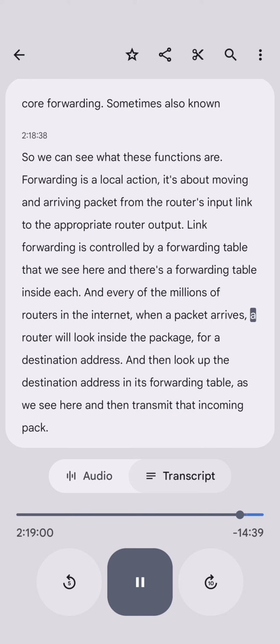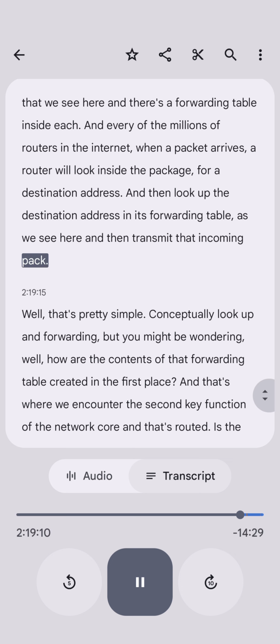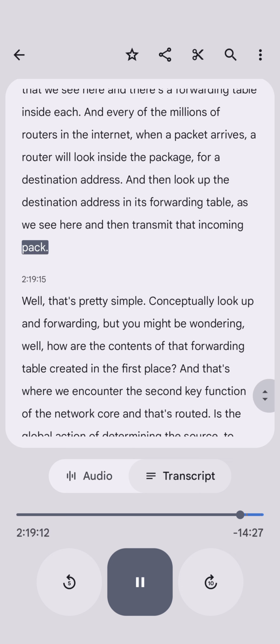When a packet arrives, the router will look inside the packet for a destination address and then look up the destination address in its forwarding table, as we see here, and then transmit that incoming packet on the output link that leads to that destination. Well, that's pretty simple conceptually, lookup and forwarding. But you might be wondering, well, how are the contents of that forwarding table created in the first place?